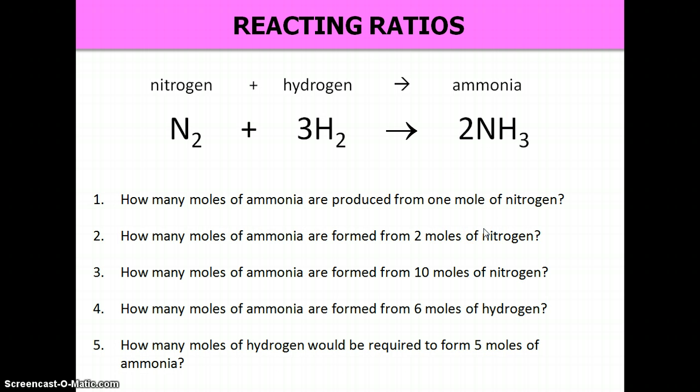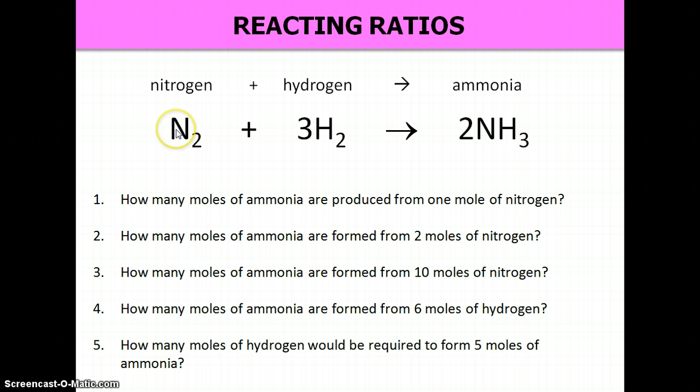Okay, we're nearly ready to bring this all together now into a reacting mass calculation, but we need to just remind ourselves what these ratios in equations really mean. So if we look at nitrogen plus hydrogen forming ammonia, the balanced symbol equation for that shows us 1 molecule of nitrogen reacts with 3 molecules of hydrogen to form 2 molecules of ammonia.